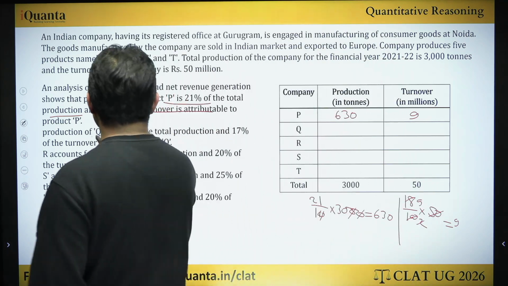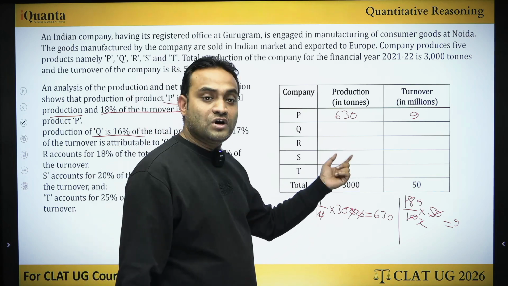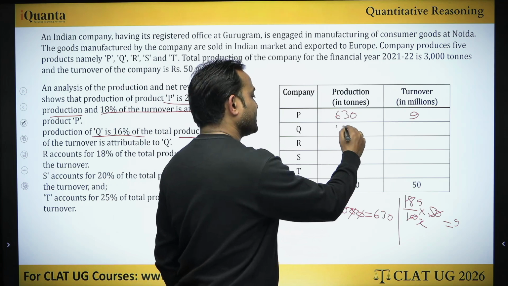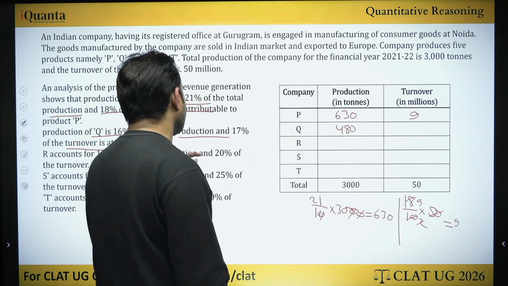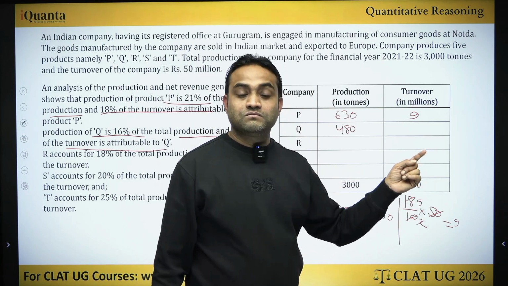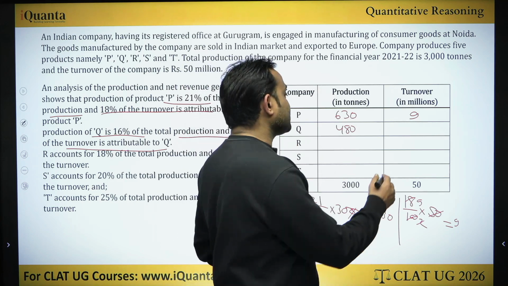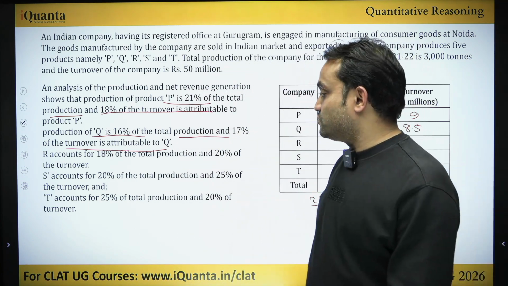Production of Q is 16% of the total production. 16%. Divide the value by 100, what are we getting? 30 into 16, 480. And 17% of the turnover. So divide 50 by 100, what are we getting? 2. Multiply 17 by 2, 8.5 million is the turnover for Q.